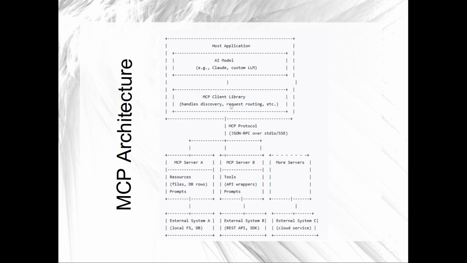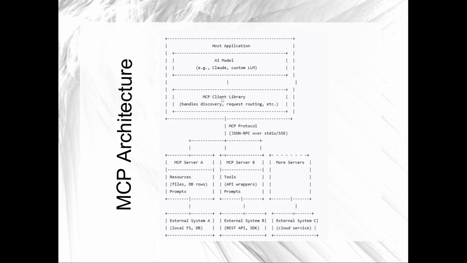This block is for the MCP client, which is the host application section, where all the clients consume the MCP server data. The MCP server gets data from the external resources. These external system resources can be a local file system, DB, or API, or any other external data sources. So these data sources will be consumed by the MCP server.